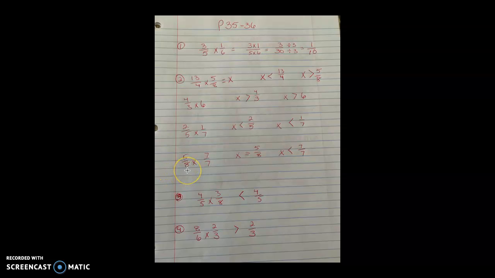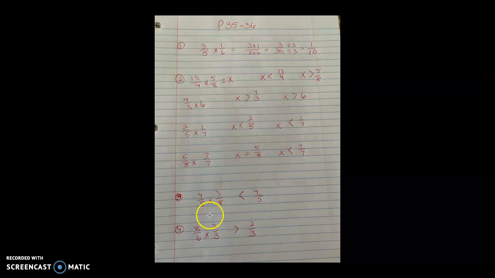On the last one, when I take 5/8 and I multiply it by 7 over 7, 7 over 7 is equal to 1 whole. So 1 times 5/8 is going to be equal to 5/8. When I go the opposite direction, if I take 7 over 7 times 5/8, 5/8 is less than 1 whole, so therefore my answer will be less than 7 over 7.